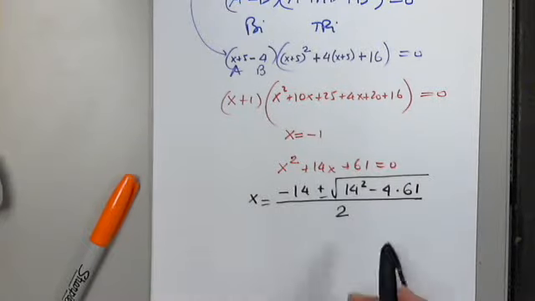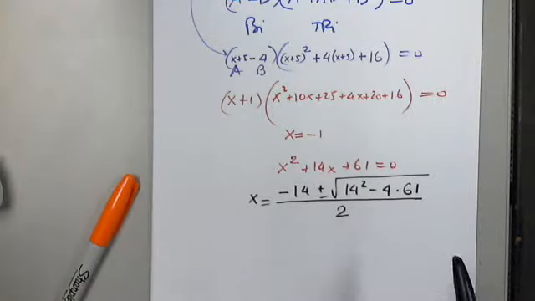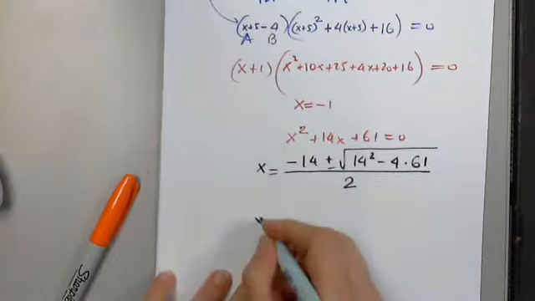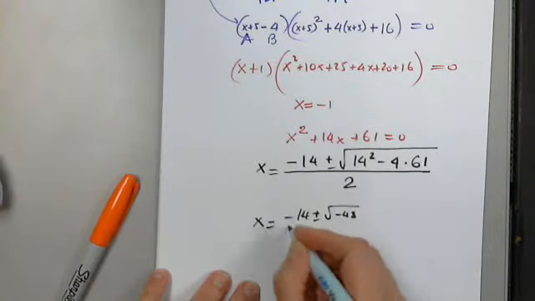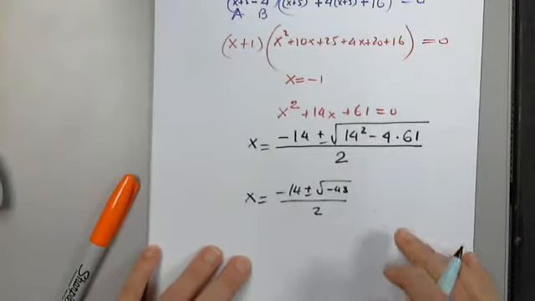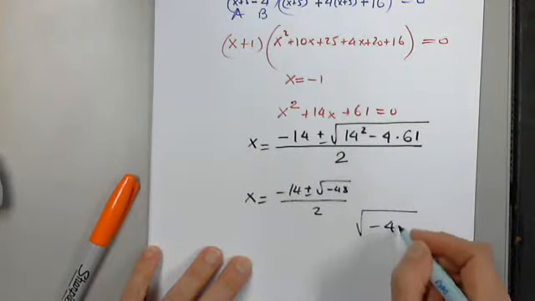So I grab my calculator to perform the operation under the square root, because now I'm sure that they want no approximations. Minus 4 times 61, so negative 48. So this is x equals negative 14 plus or minus the square root of negative 48 divided by 2. What do we know about the square root of negative 48?